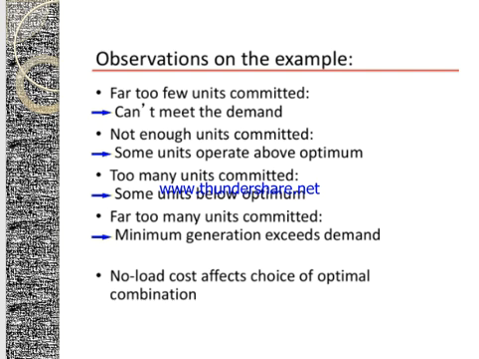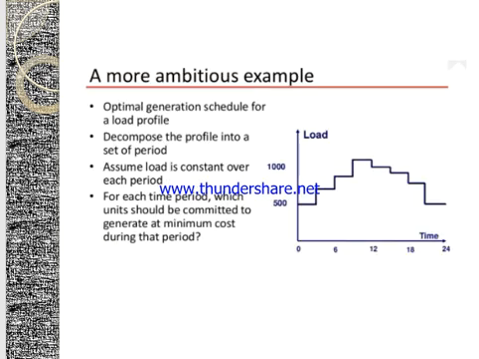So what do you have to do? If far too few units are committed, we can't meet the demand. If not enough units are committed, some units have to operate above their optimum. If too many units are committed, then some units will be operated below their optimum value. And if far too many units are committed, the minimum generation will exceed the demand. In such a case, the no-load cost will affect the choice of optimal combination. So these are some of the things.